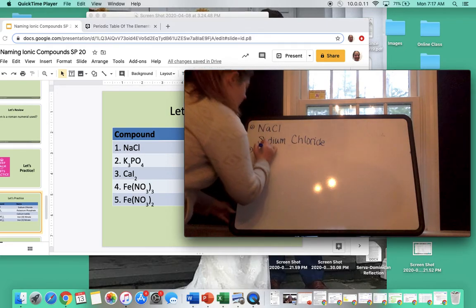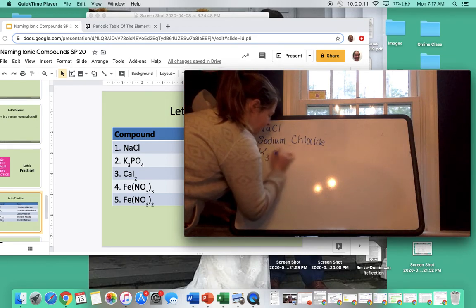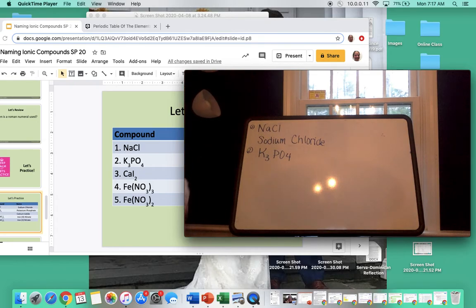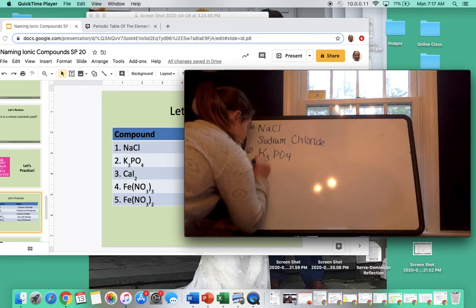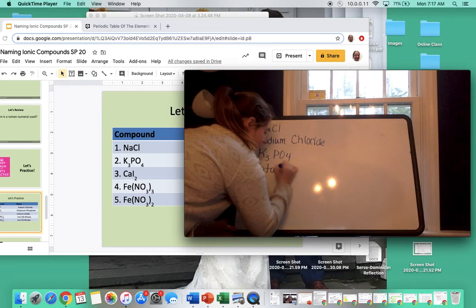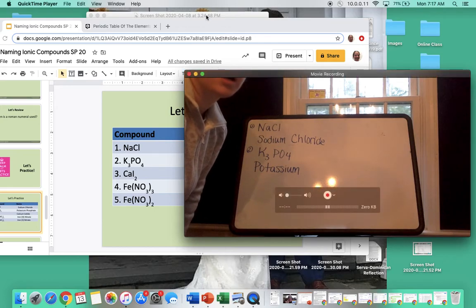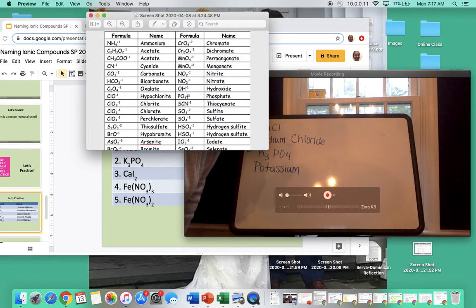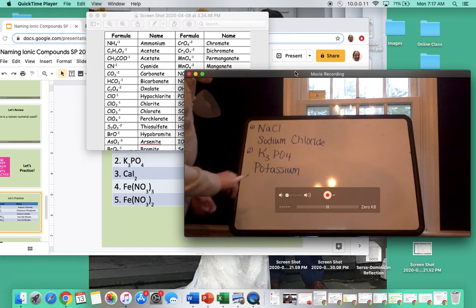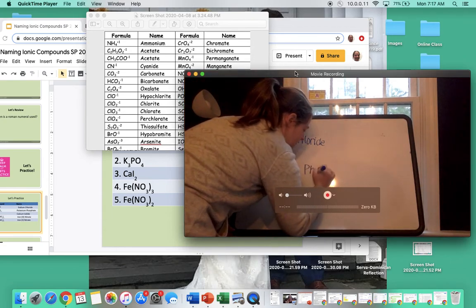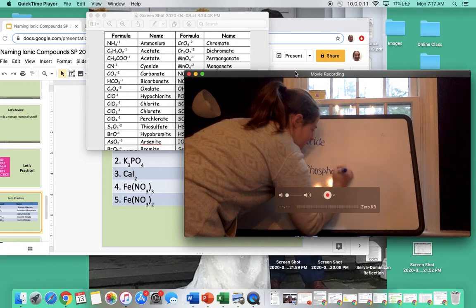All right, the next one is K3PO4. Okay? Is K, or potassium, a transition metal? It is not. Potassium is in group 1, so it's not a transition metal. So we're going to write it as is. So K is potassium. Now, PO4. So PO4, remember, is our polyatomic ion. So we would come over here, look for PO4. We see PO4 is phosphate. So K is potassium. PO4 then is phosphate. Okay?